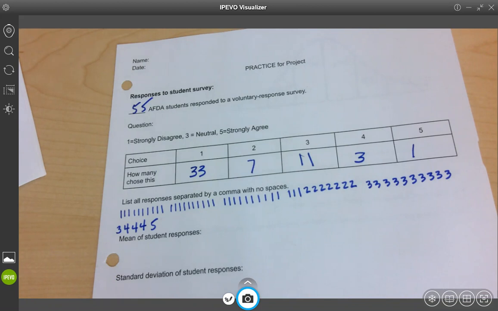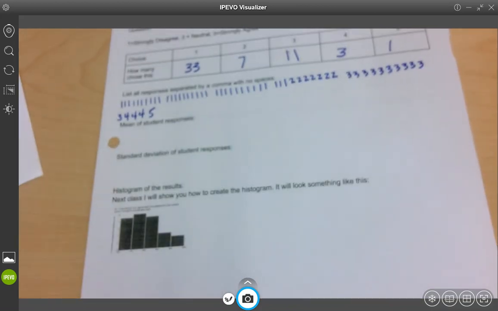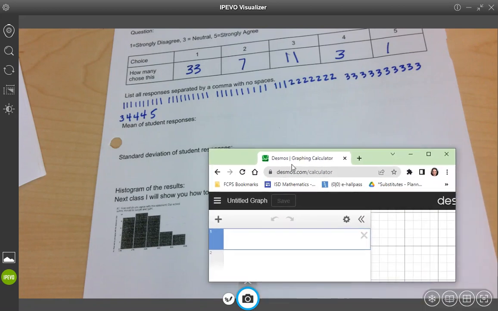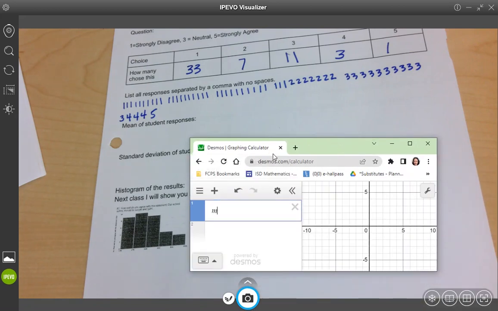Remember what numbers you're actually putting into Desmos. So if you have it written out, you can find the mean by typing the word mean, parentheses, and we're going to type out this list. There are some shortcuts. For example, I'm going to type 10 1s, and then I'm going to copy it and paste it a couple times.